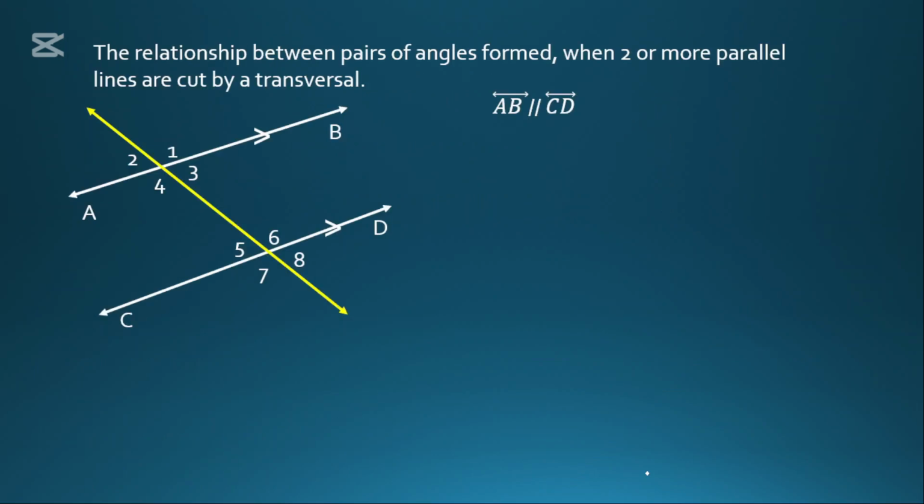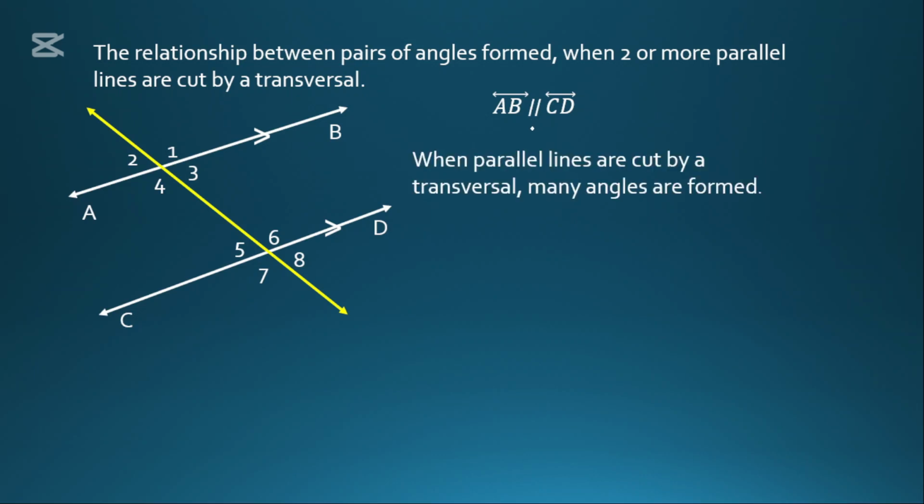The relationship between pairs of angles formed when two or more parallel lines are cut by a transversal, and we'll start first with this pair. Right, but before we get there, I'll read this. AB, you see there, line AB is parallel to line CD. That is our symbol for parallel.